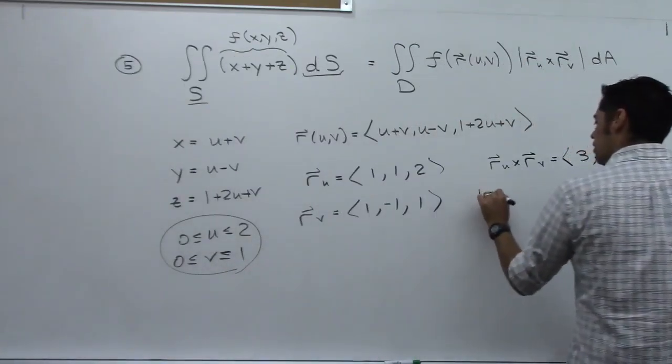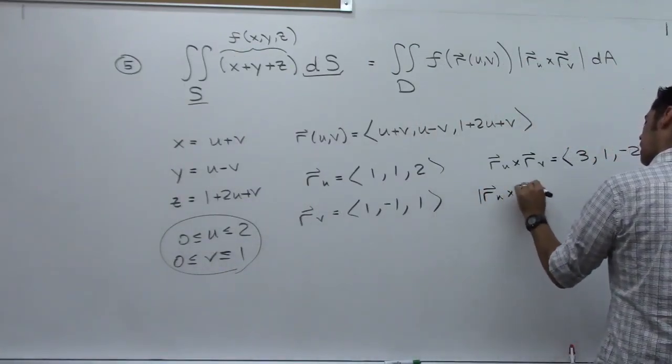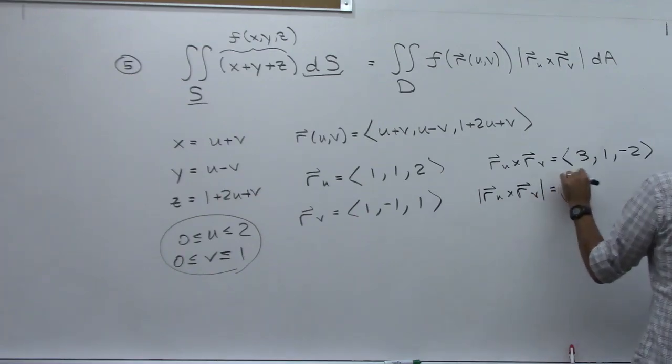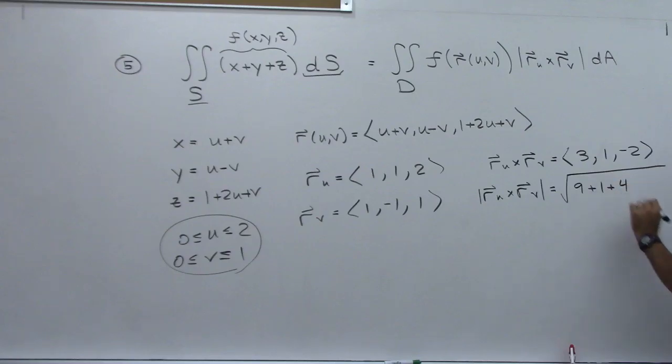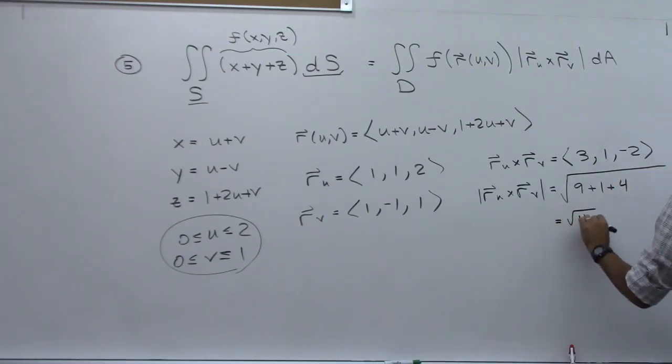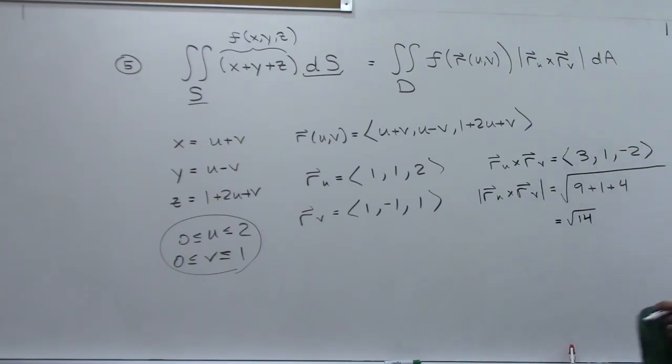So the magnitude of this is going to be the square root of each of these squared and added together. So 9 plus 1 plus 4. That's going to be root 14. That's just a constant, so we got lucky. We're going to be able to pull that constant out of the double integral.